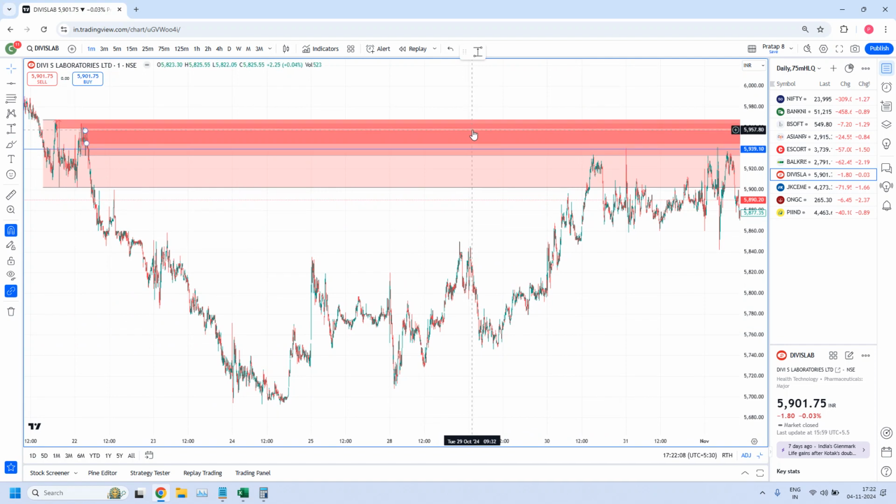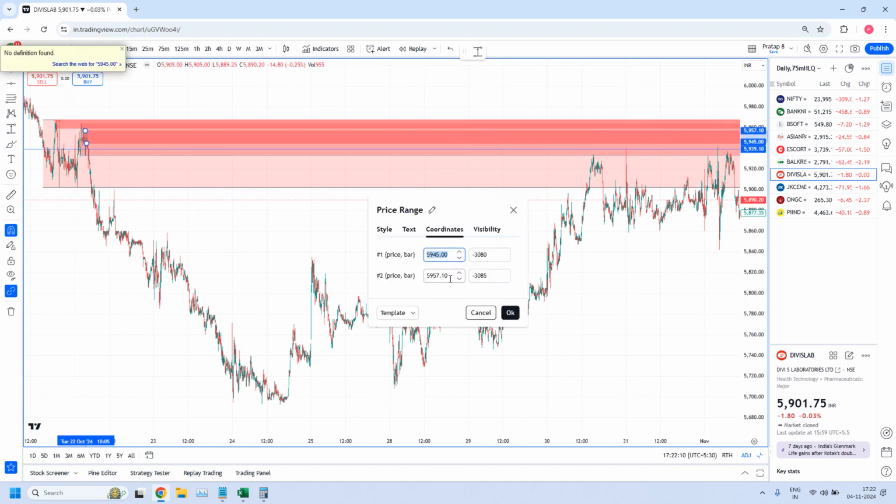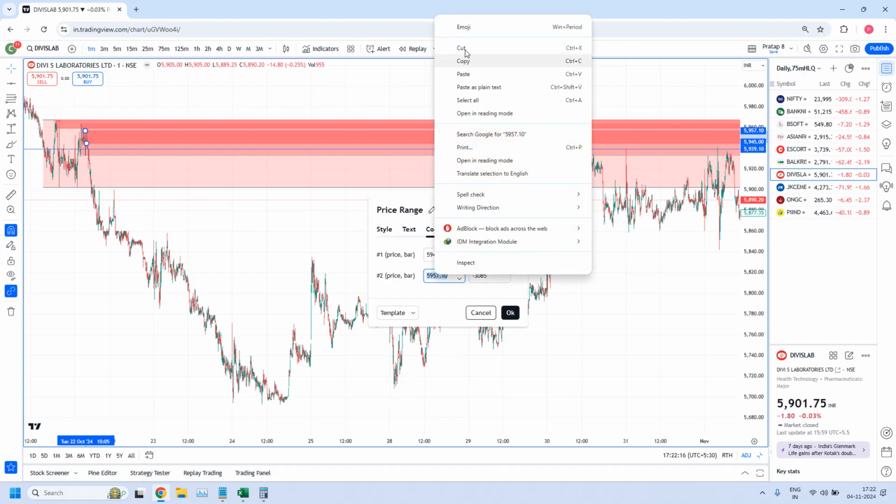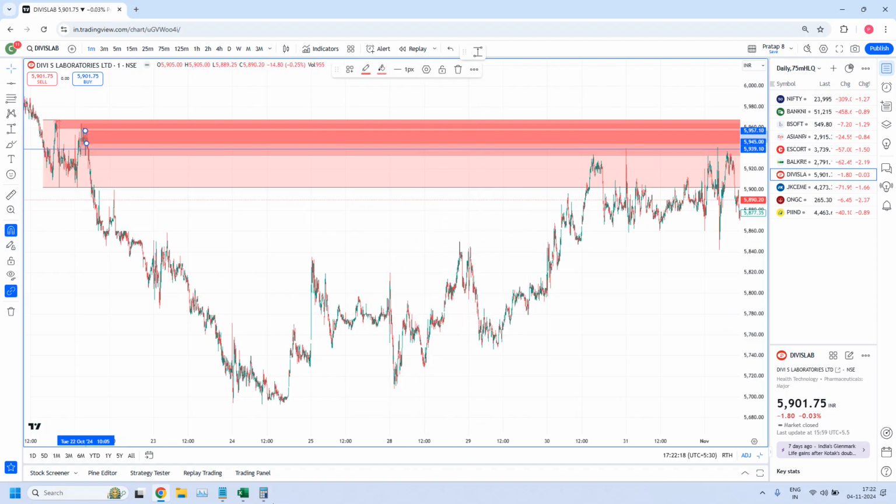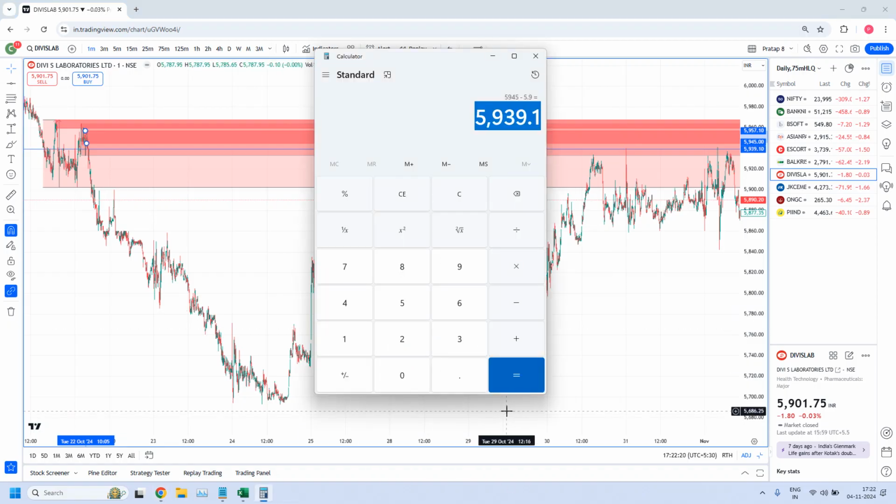What is your stop loss? 5957.10, but definitely we need to add some stop buffer. An approximate value I will add. 5957.10 plus 3 rupees I am adding. 5960.10. I am calculating the risk now.